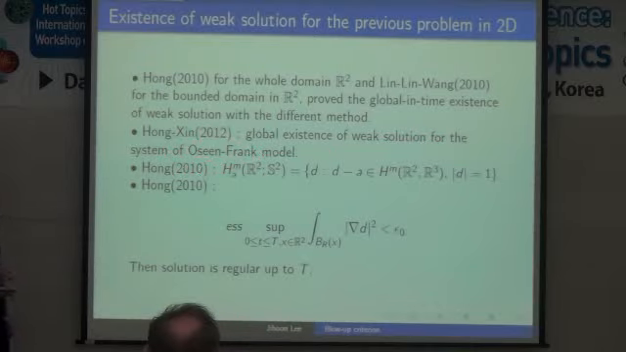I will use this kind of function space introduced by Professor Hong: if there is some constant vector a and d minus a is in H^m, R2 and R3, and the length of d is just 1. And I will introduce the previous blow-up criterions and regularity criterions. Hong himself, in the same paper, introduced some regularity criterions.